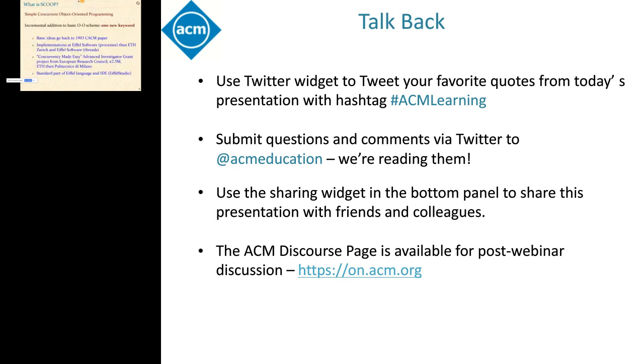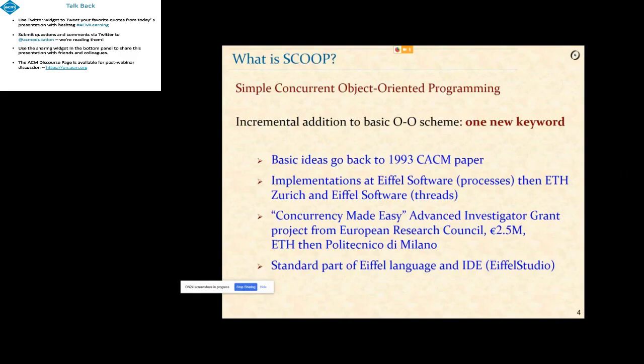Okay, so what is it? The acronym stands for Simple Concurrent Object-Oriented Programming. The basic ideas are not new. They go back to a Communications of the ACM paper from 1993, and then it underwent various attempts at implementation, one at Eiffel Software in the 90s using processors, and then the current implementation comes from efforts at ETH Zurich and at Eiffel Software in the past 10 or 15 years.